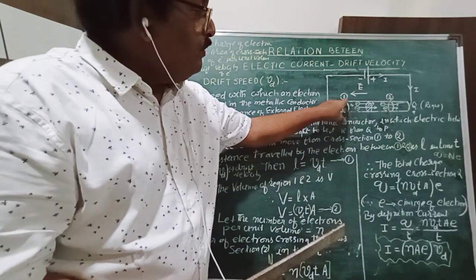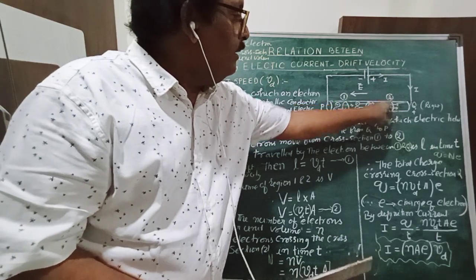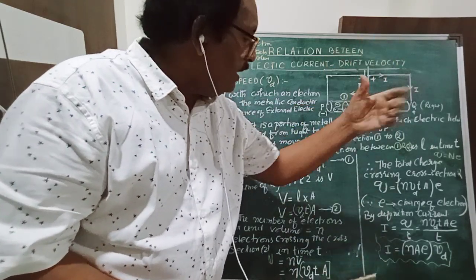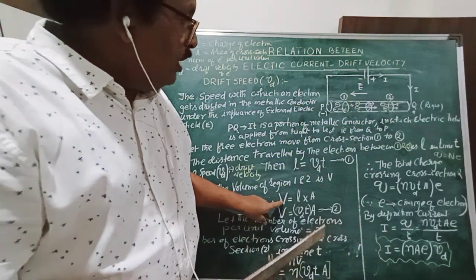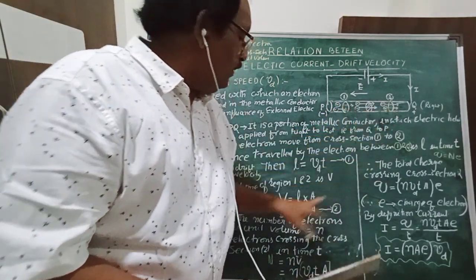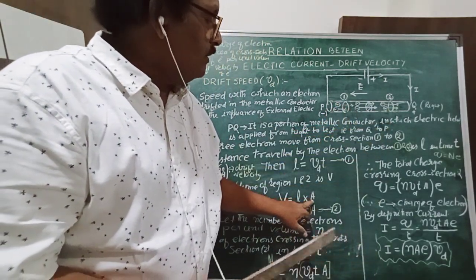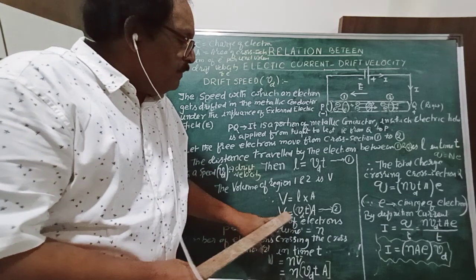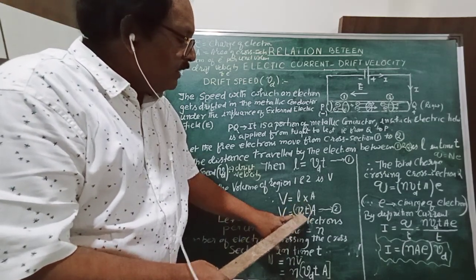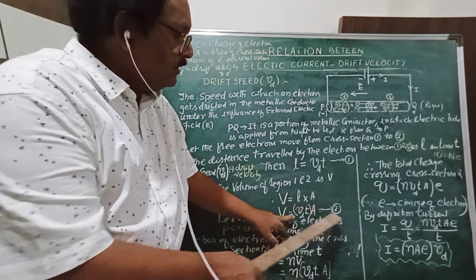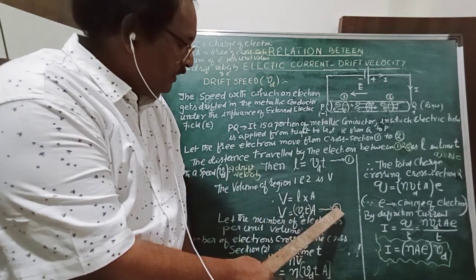Excellent. What is the volume of the portion of this conductor between 1 and 2? Capital V. So the volume of this portion of the conductor is equal to what? Length into area of cross section. Very good. And length is nothing but velocity into time, so volume is velocity into time into area of cross section. Equation number 2. Very good.